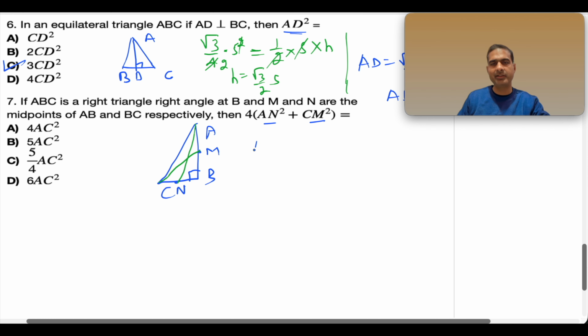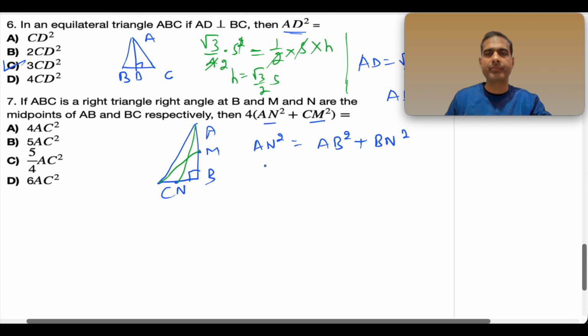So what is AN square? If we see, ABN is a right angled triangle and AN is the hypotenuse of that. So we know hypotenuse square is the sum of the squares of the other two sides. Similarly, CM square. We can see in triangle CBM, CM is the hypotenuse, so CM square will be equal to BC square plus BM square.